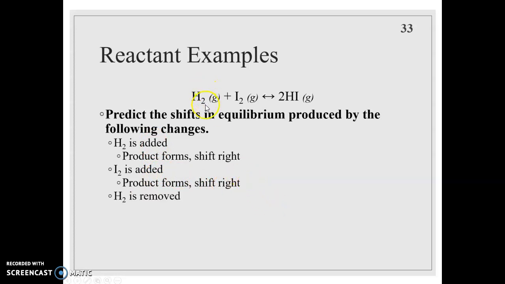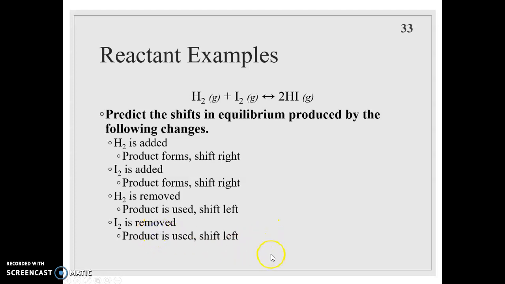If you remove hydrogen, then some hydrogen would be needed to reform to reestablish equilibrium. The only way you could reform hydrogen is if some of the product decomposes and makes more hydrogen. So that's going to be a shift left as the product is used up to form reactant. Same thing with I2: removing it will also produce a shift left.